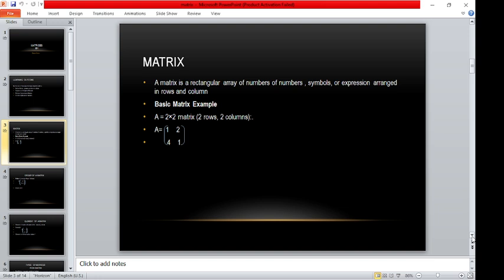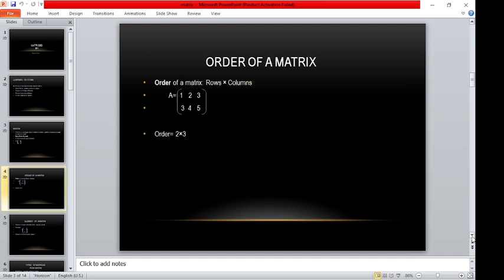We're going to define what is a matrix. A matrix is a rectangular array of numbers, symbols or expressions arranged in rows and columns. We are going to have a basic matrix example. Matrix A is of 2 by 2. It has elements 1, 2, 4 and 1. It has 2 rows and 2 columns.